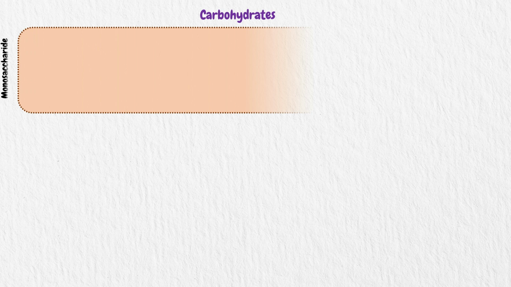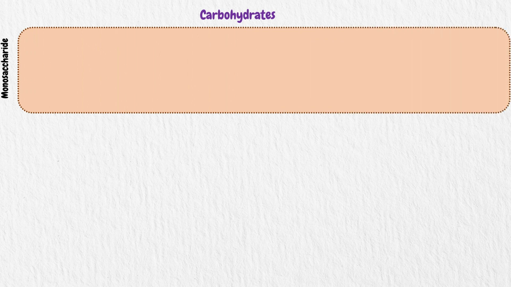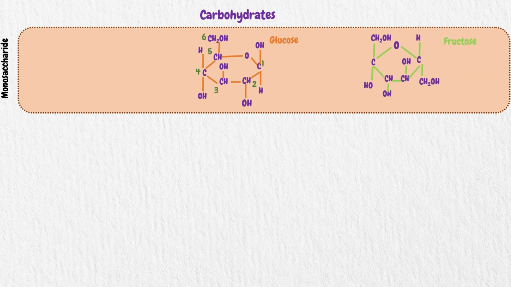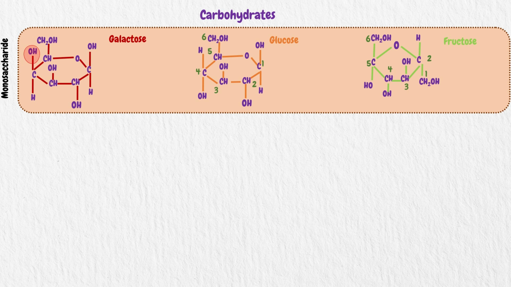Now moving towards carbohydrates. They are also known as saccharides. Firstly, let's discuss monosaccharides. This is the structure of glucose. It has a 6-membered ring. Let's give numbering to carbons 1, 2, 3, 4, 5, and 6. But fructose has a 5-membered ring. Let's start its numbering 1, 2, 3, 4, 5, and 6. This is the structure of galactose. The difference between glucose and galactose is in the arrangement of the OH group at position 4. These monosaccharides combine to form disaccharides.